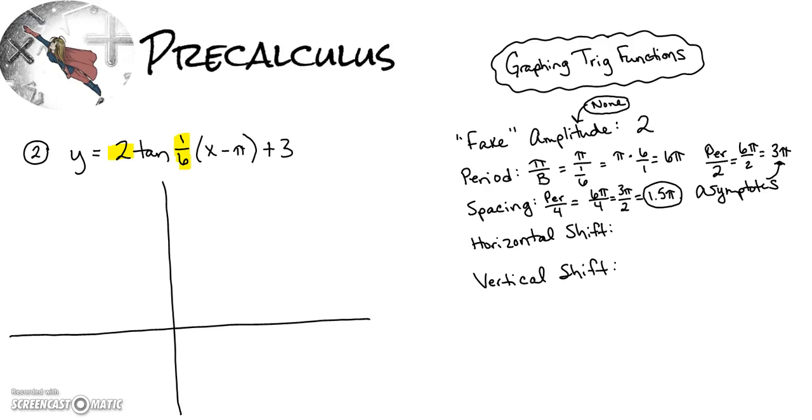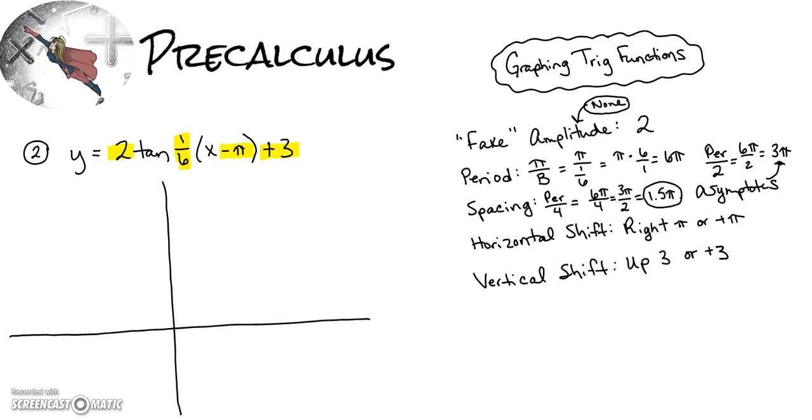Then the horizontal shift, that's the number inside of the parentheses with the x, and it's always the opposite of the number written in there, so it's going to be shifted to the right pi, or you could just say positive pi, either way. And then the vertical shift is the number either added or subtracted on the outside of the parentheses. That's a +3, so it's going to be a vertical shift of up 3, or you could say just +3.